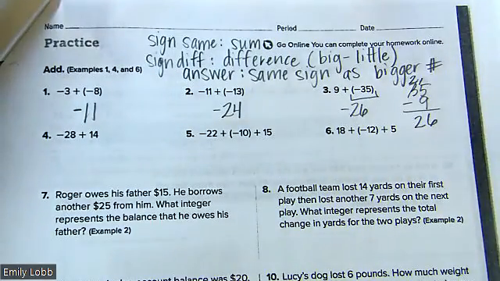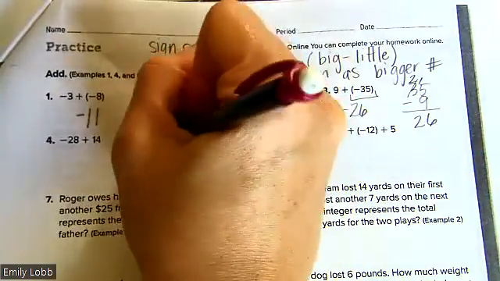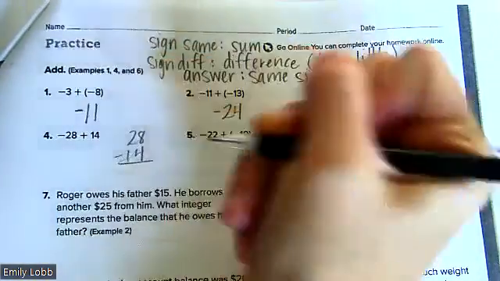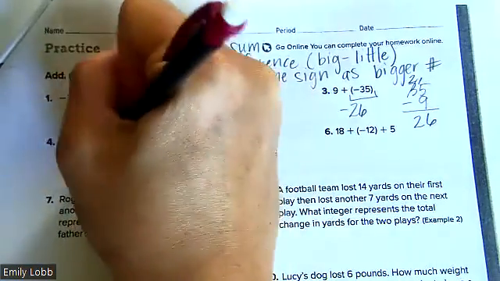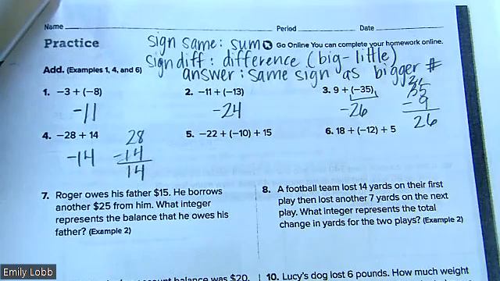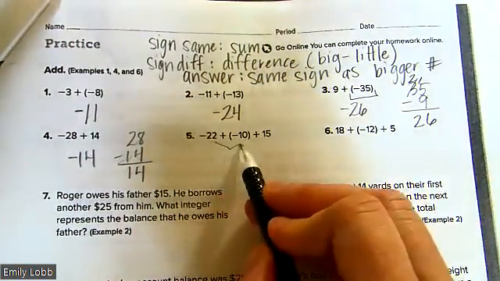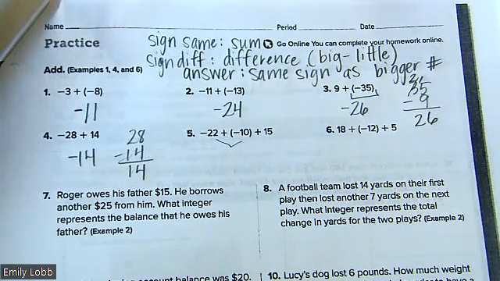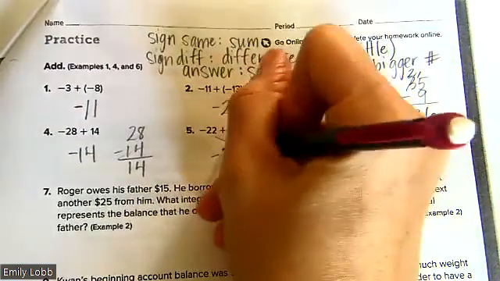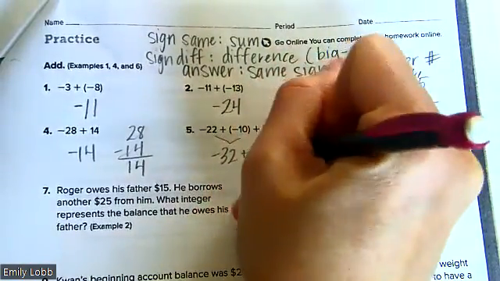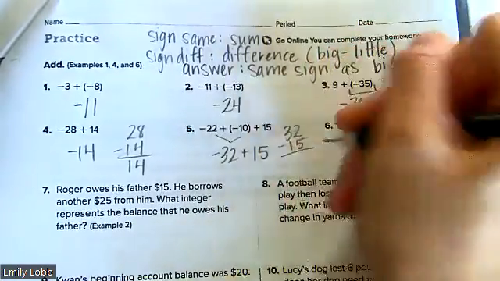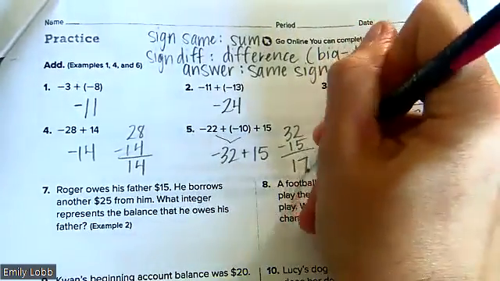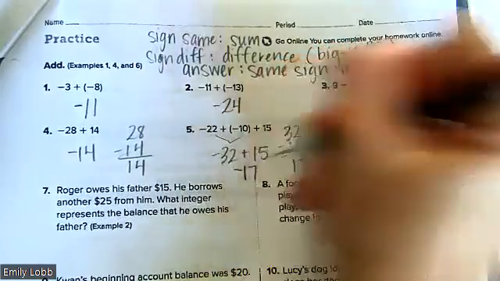Different again. So again, we're finding the difference. What's 28 minus 14? 14. So is it positive or negative? Negative 14 is my answer. Uh-oh. What do we do here? All right, let's start here. What's negative 22 and negative 10? Negative 32. So negative 32 plus 15. Our signs are different, so we have to find the difference. What'd you get? 17. Positive or negative 17? Negative. Very good.